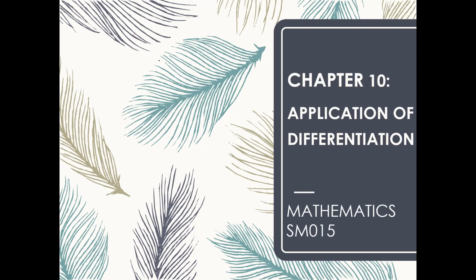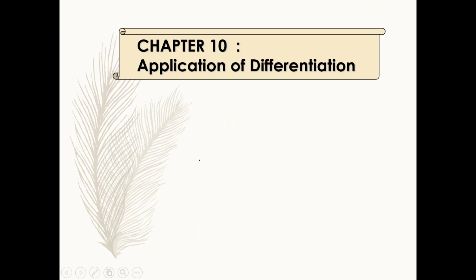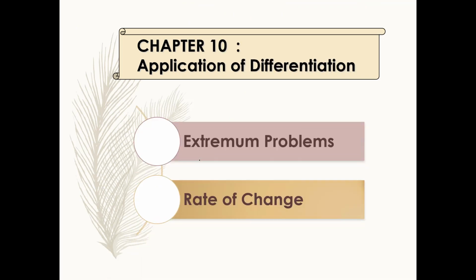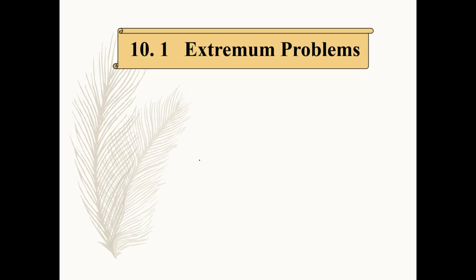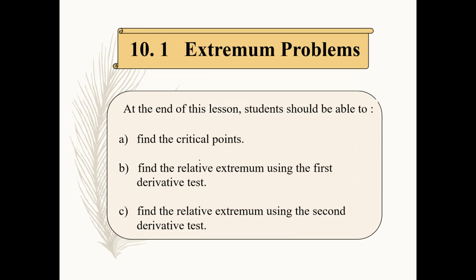Today we are going to learn Chapter 10, Application of Differentiation. There are two subtopics in Chapter 10, which are Extremum Problem and Rate of Change. So first we go to 10.1 Extremum Problem. There are 5 steps to solve the extremum problem.